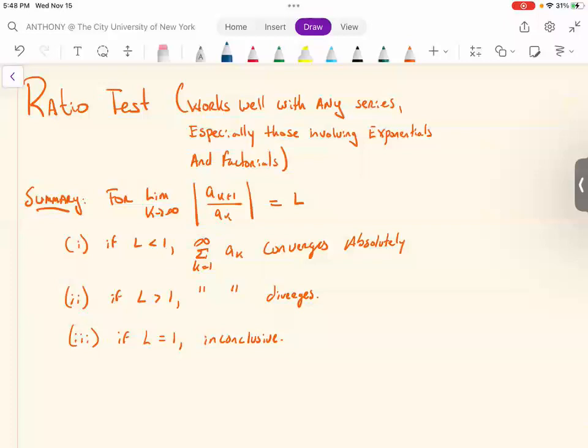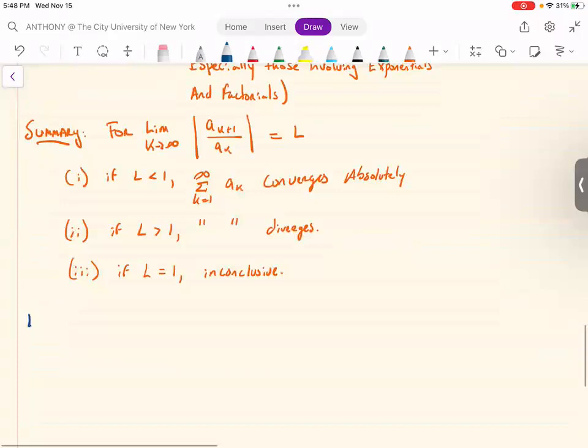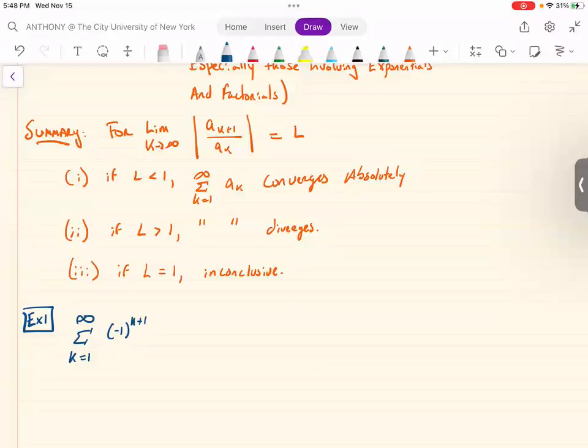Okay. So the example that we would like to go over is the following. Let's say we had the series from k equals 1 of -1 to the k plus 1 power times 5 to the k. Is it 5? Yeah, 5 to the k power. I wrote this incorrectly. There should be 5 to the k, all divided by k factorial.